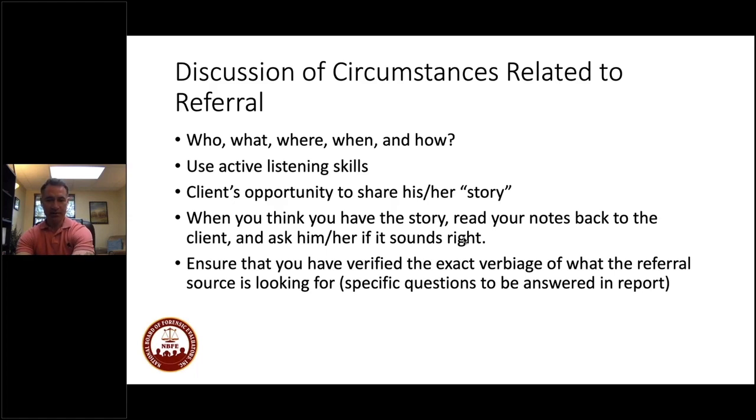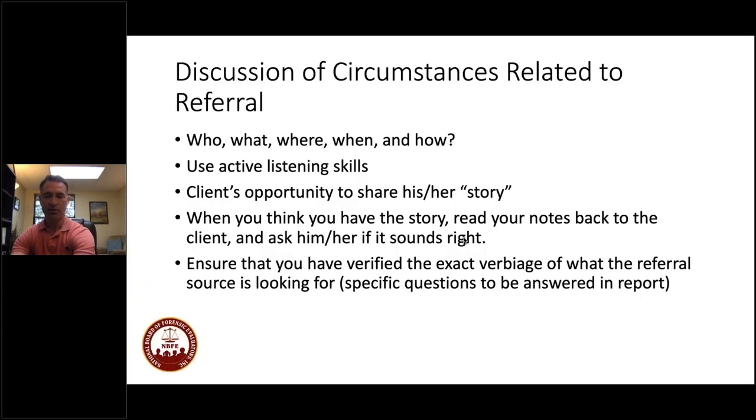So when we in the clinical interview talk about the circumstances related to the referral, we're asking about who, what, where, when, and how. So what happened that brought them here? You use your active listening skills. Fortunately, most of you were trained as therapists, so you can use those active listening skills while they tell their story. Let them tell their story, and ask them open-ended questions, and be interested and be genuine. And what I do is at the end of their story about what got them here, I like to read back my account of what they've told me and retell the story and see if they think I've got it right or not.